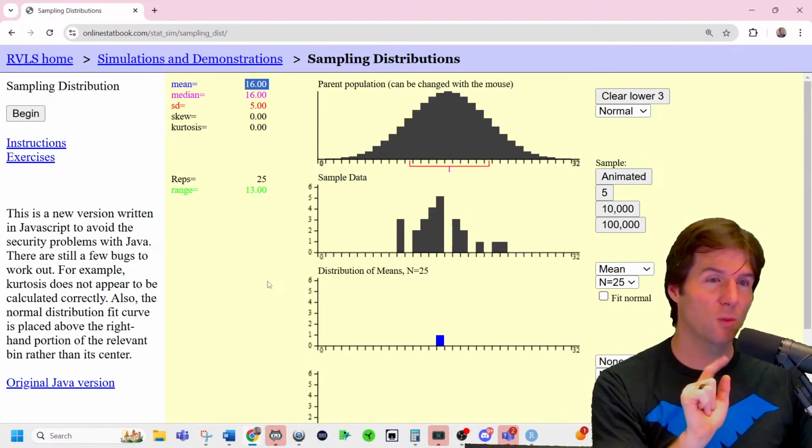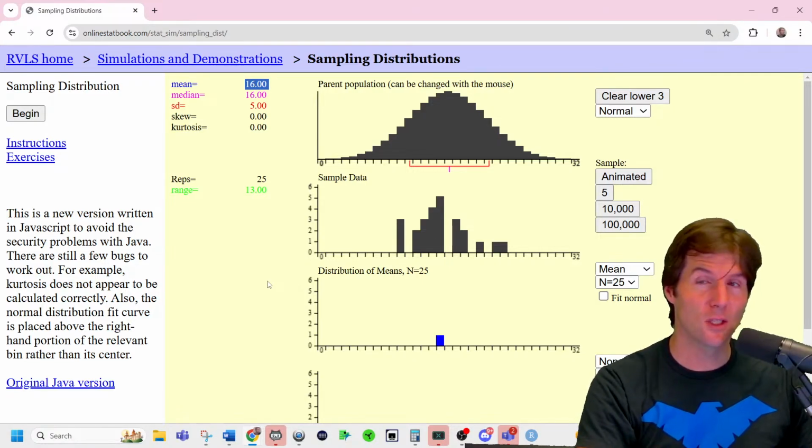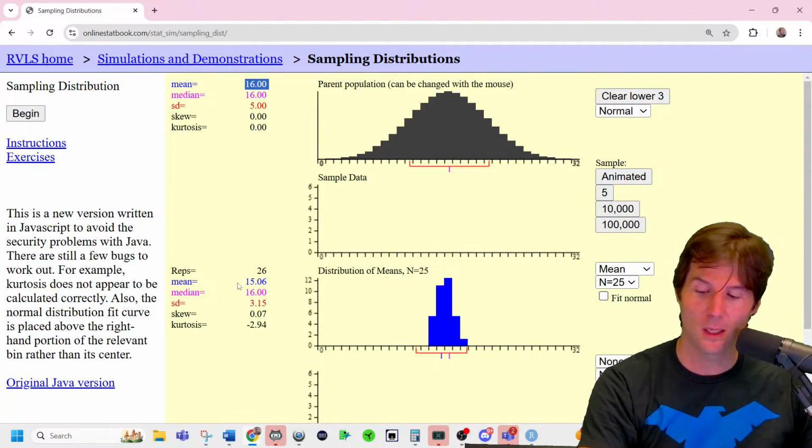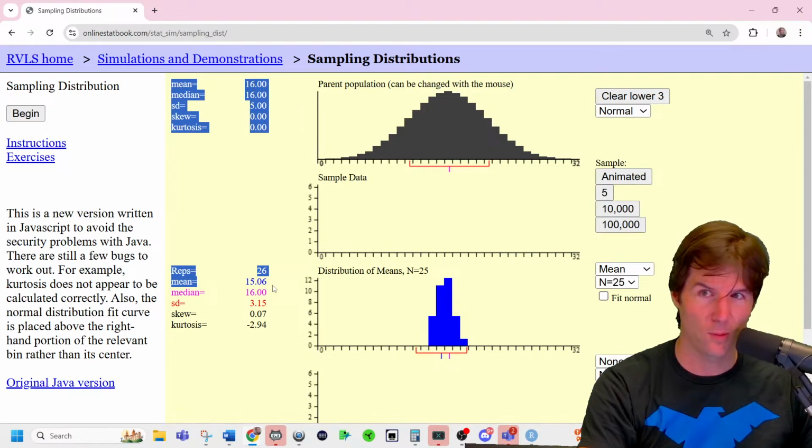Well, it's not a sampling distribution for standard deviation. It's the standard deviation of the sampling distribution. So you can see if I increase the simulations, we start to get a mean, and it's approaching 16. More on that in a moment.